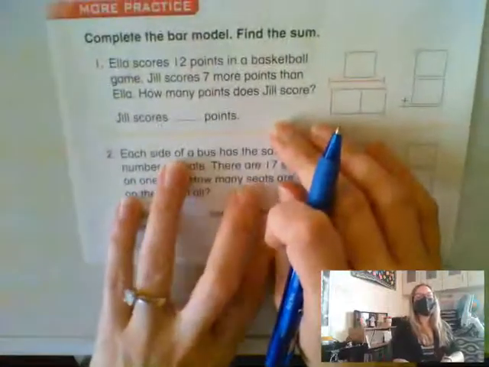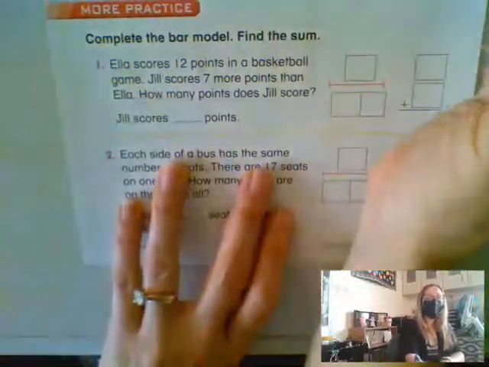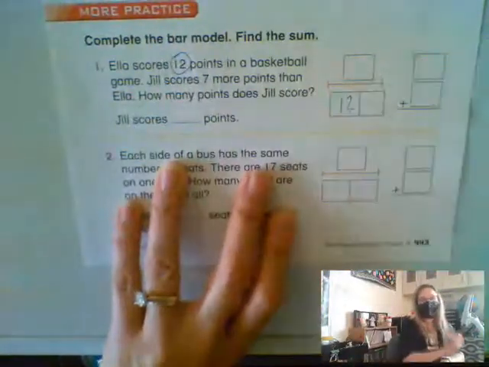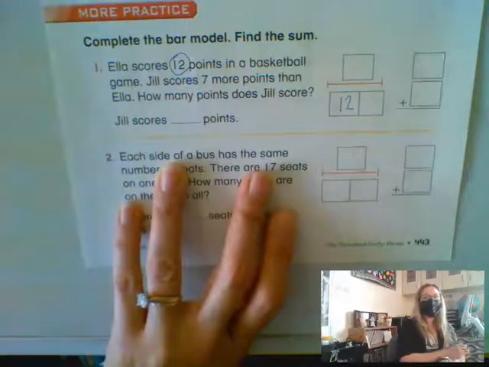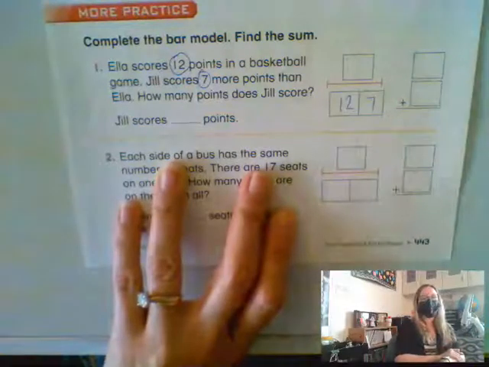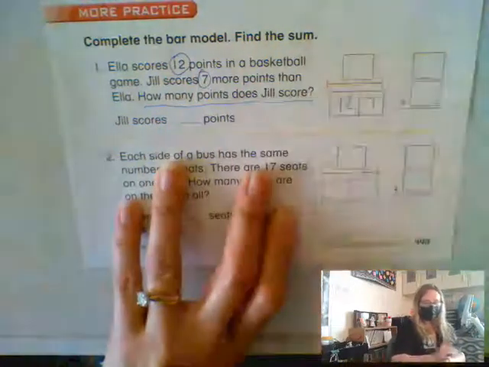Beckett, help me out. Ella scores 12 points in a basketball game. Circle 12 and put 12 in your first box. Jill scores 7 more points than Ella. Circle 7 and put 7 in your second box. How many points does Jill score?